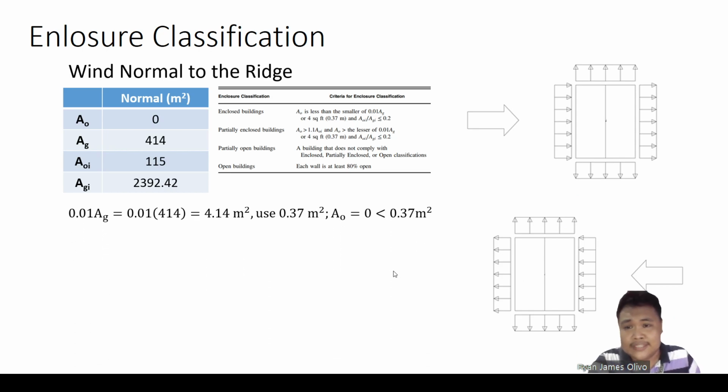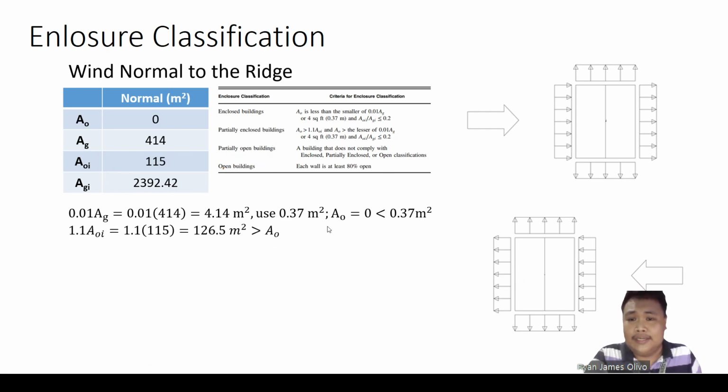So you can see here, AO is 0 and is less than 0.37 square meter, as defined here. Later we can see if it is a partially open building, but obviously this is not an open building, because an open building demands 80% open. As you have seen earlier in our plan, perspective and elevations, we have no opening mostly. Our opening is only the door, for which the airplane will enter.